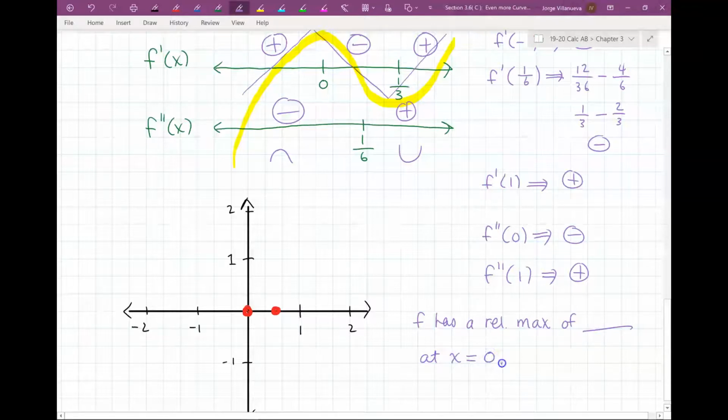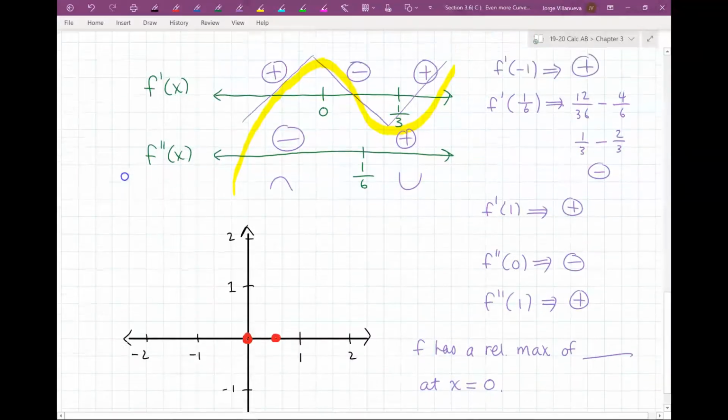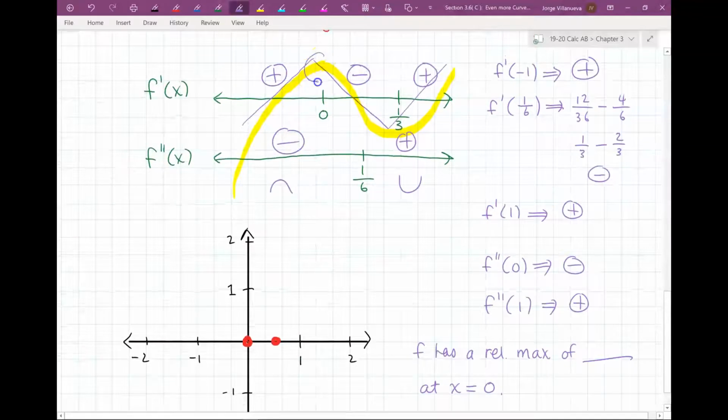Okay? What's the height of the function at x equal to 0? And again, I know it's a relative max because of this right here, okay? High point. So if I plug in a 0 into my original function, what do I get? 0. So that means this point right here, I'm going to circle it. That is actually a relative maximum. That's a high point, okay? So remember that.